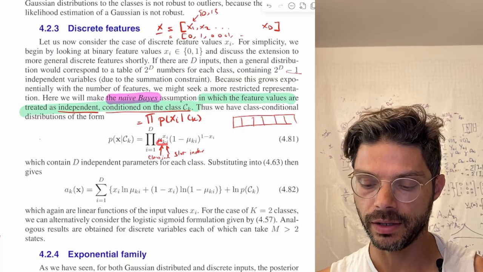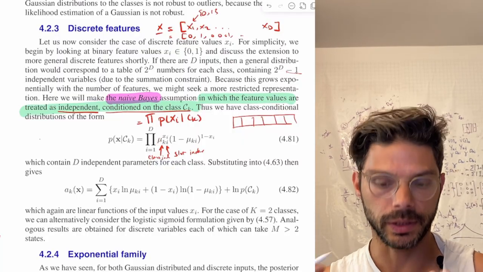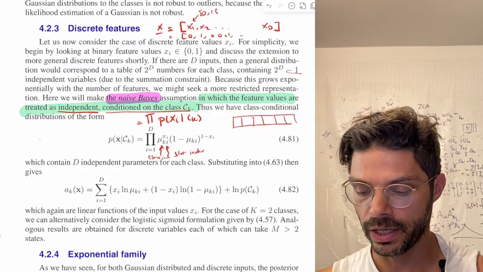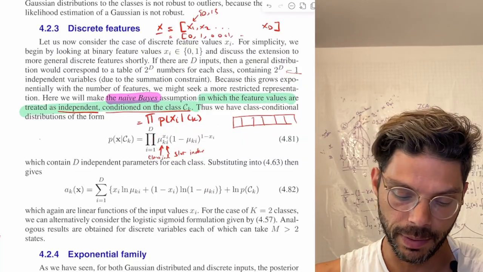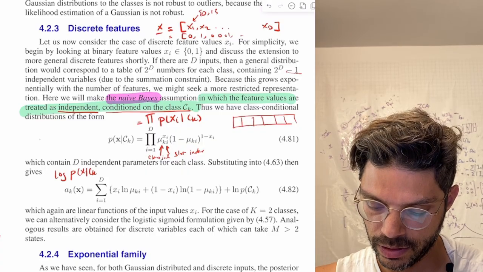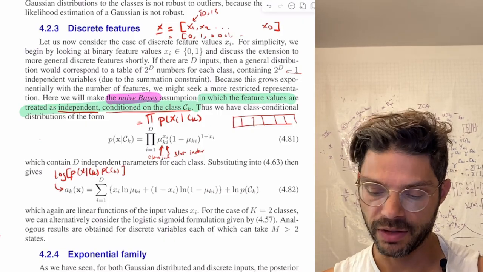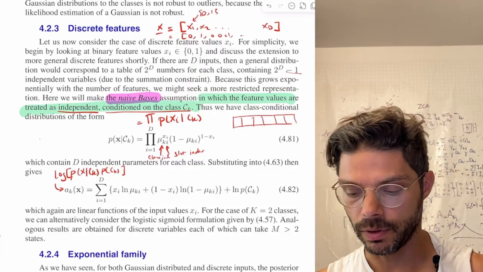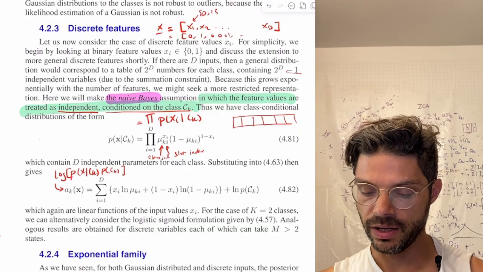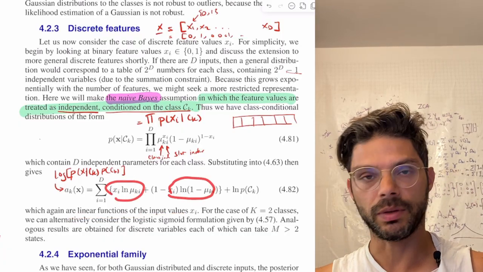Okay, and so this is saying that if x_i is 1, then the probability is determined by mu_ki, and if x_i is 0, it's determined by 1 minus mu_ki in this binary case. That's where that comes from. And now a_k, remember, is log p of x given c_k times p of c_k. You just compute the logarithms, the x_i's come down, and you've got the class priors, which are again linear functions of the input values. The x_i is multiplying here, and the x_i is multiplying there.